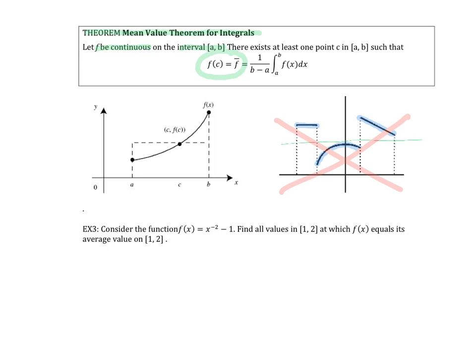So if the function is continuous, as with this first graph, all it's saying is that if we have this average value, there will be some point on the graph where the function is equal to its average value.